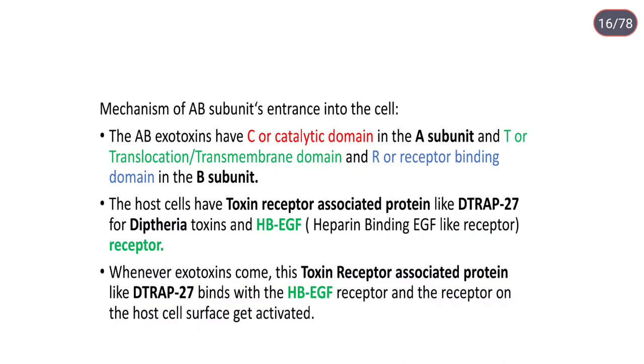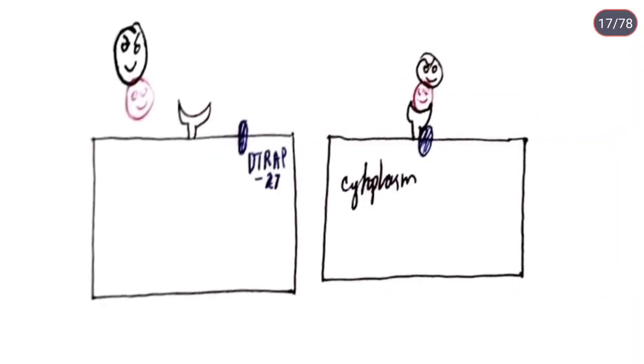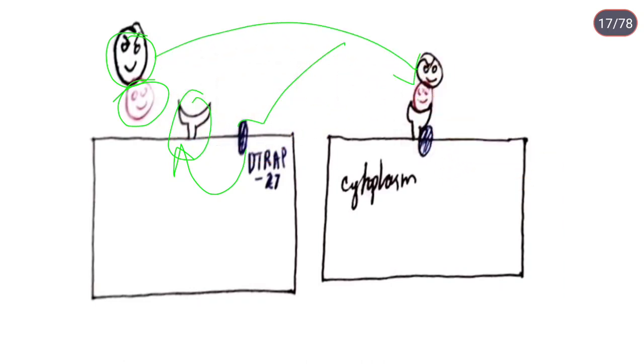The host cells have toxin receptor associated protein, like in diphtheria toxin there is DTrop27 for diphtheria, and heparin binding EGF-like receptor. Whenever exotoxins come, this toxin receptor associated protein like DTrop binds with the heparin binding EGF-like receptor, and the receptor on the host cell gets activated, and then your exotoxin can recognize this receptor and binds on it by the B subunit. So this is the mechanism. This is the DTrop molecule, the receptor binding protein complex, and this one is the receptor. Whenever the exotoxin is produced, DTrop binds with the receptor and the receptor gets activated. When the receptor gets activated, the exotoxins bind on the receptor and recognize it.